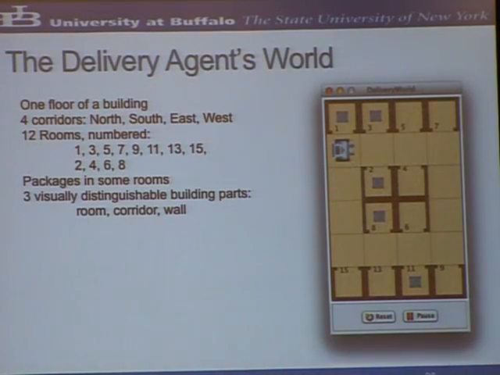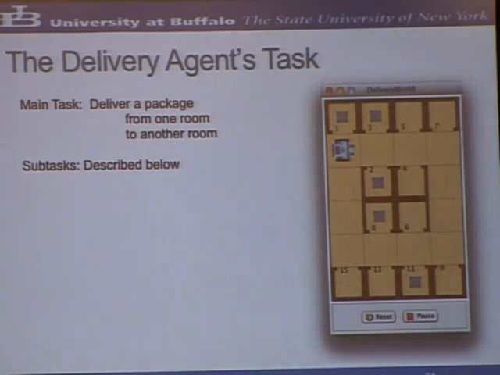This was also motivated by some of the coffee delivery agents at CMU, and other people have worked on delivery robots. So the main task of the delivery agent is to deliver a package from one room to another. So that's what basically we can ask it to do. But there are, of course, subtasks that it can also be asked to do.